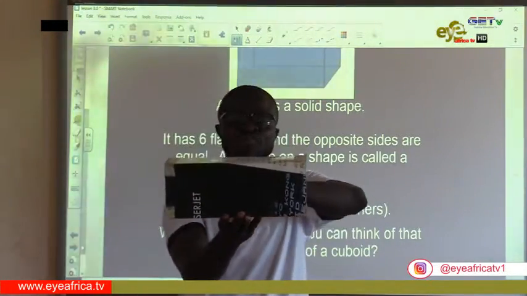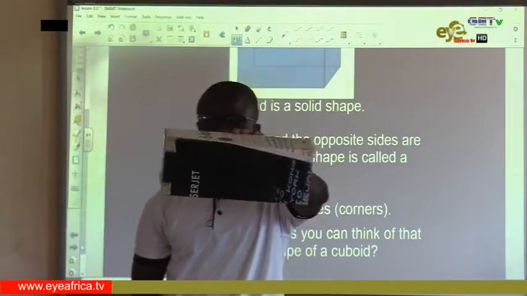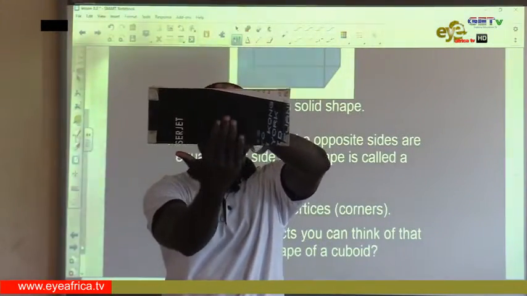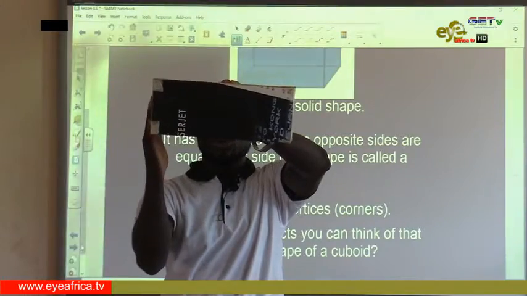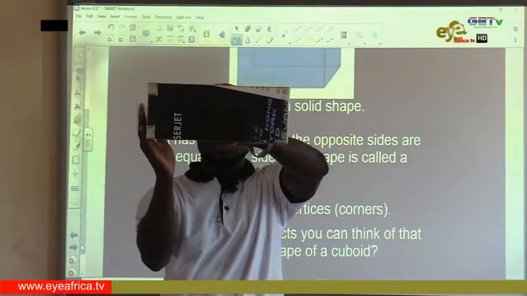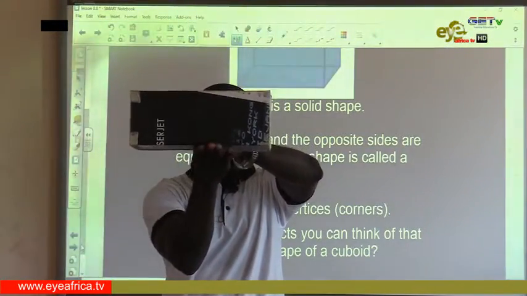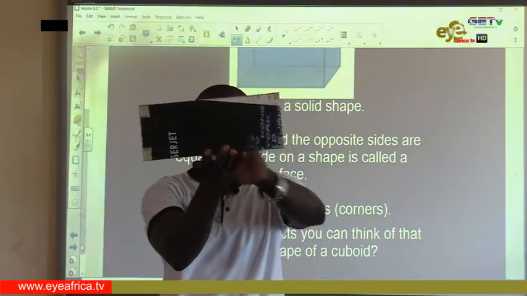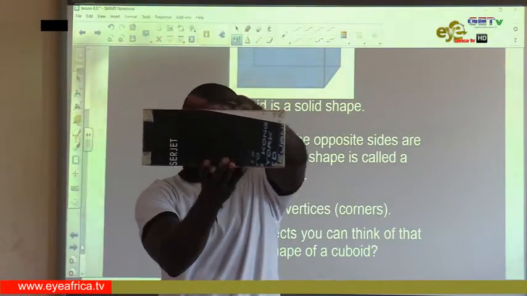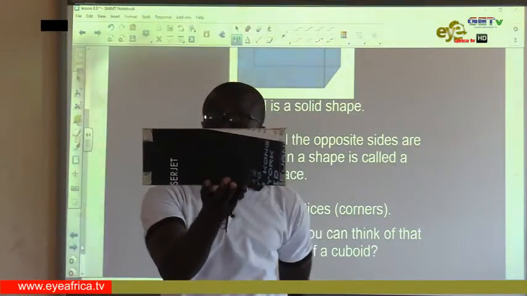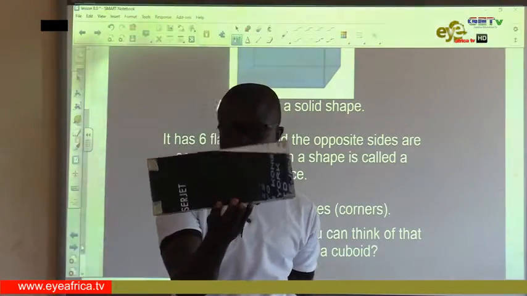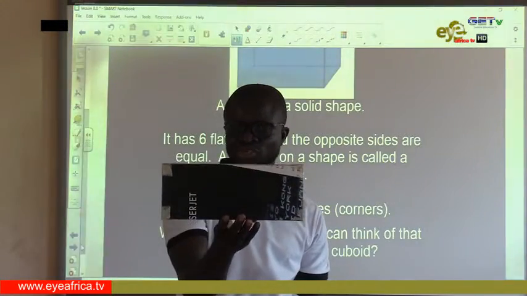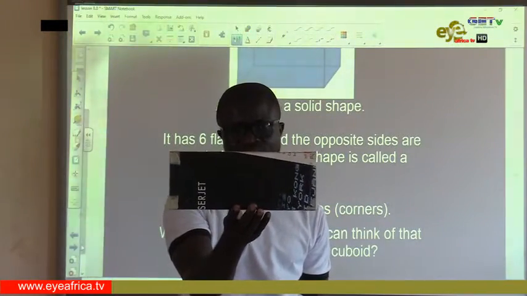I will do it again. I want you to count with me, please. Remember, seeing is believing. We have 1, 2, 3, 4, 5, and then 6. So it means it is true that a cuboid has 6 flat sides, also known as what? Faces.